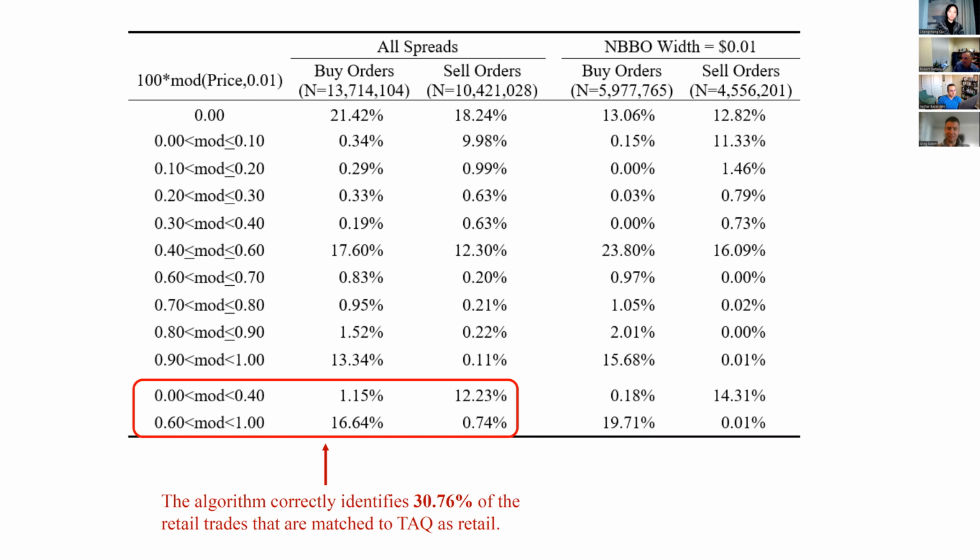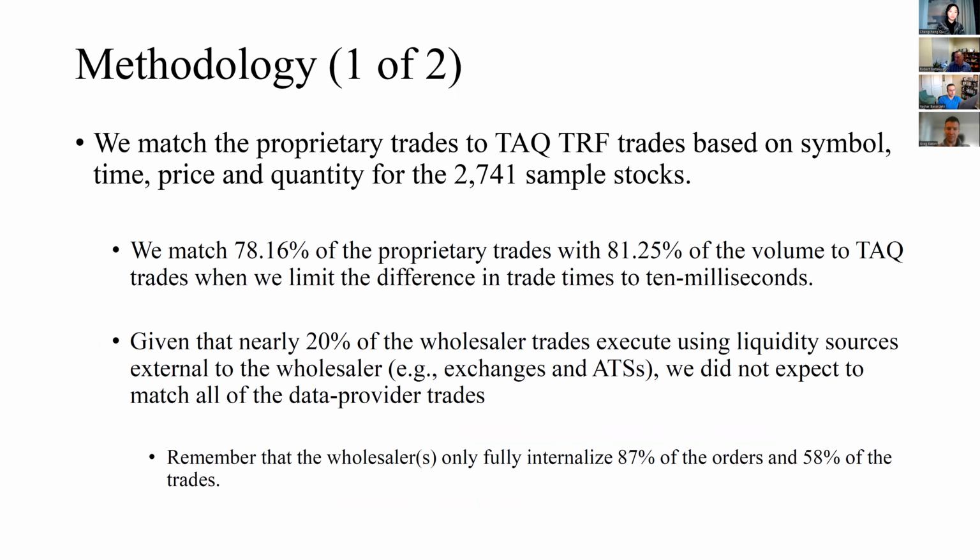What you'll see is 21% of the buy orders and 18% of the sell orders trade on round pennies. 17% of the buy orders and 12% of the sell orders trade at around the midpoint. And so if you add things up, you get about 30.7% of the trades being correctly identified. Of the trades we match to the ADF, and I should go back and say that we matched 78% of the trades with 81% of the volume to TAC.